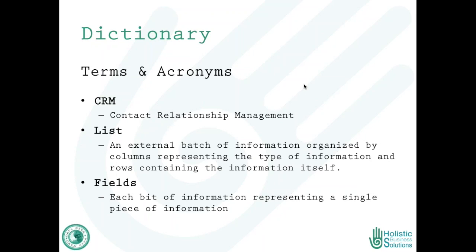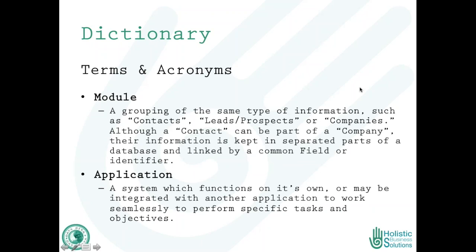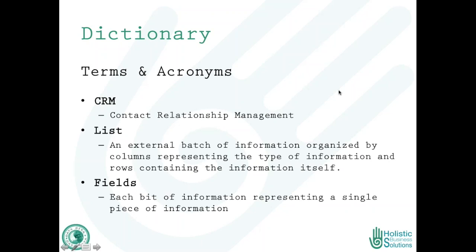Before we begin, let's start with defining some of the terminology. One of the most common acronyms in our space is CRM. It stands for Contact Relationship Management, and it's just that. It's a database that manages the relationships with your contacts. A list is an external batch of information organized by columns, representing the type of information, and rows containing the information itself. So a list is similar to an Excel spreadsheet. It's a batch of information.